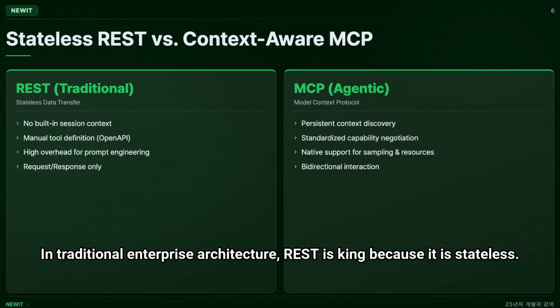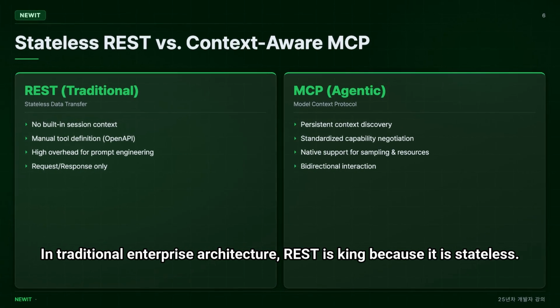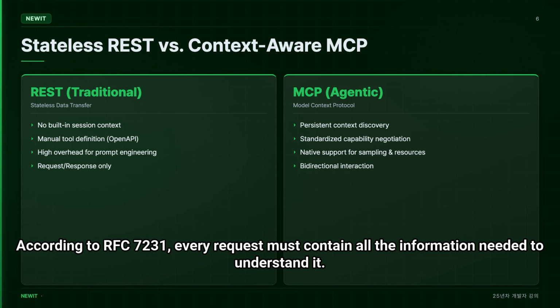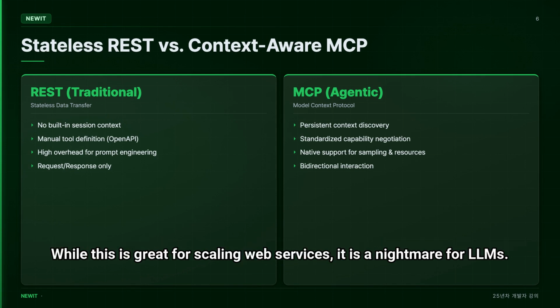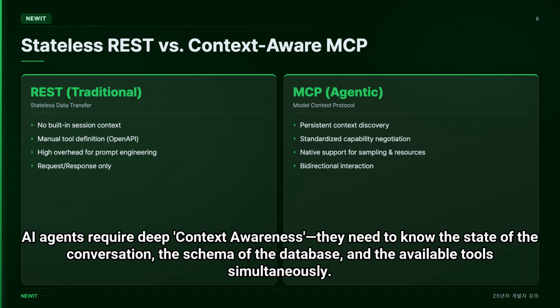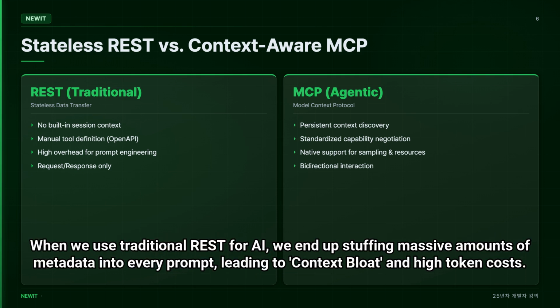In traditional enterprise architecture, REST is king because it is stateless. According to RFC 7231, every request must contain all the information needed to understand it. While this is great for scaling web services, it is a nightmare for LLMs. AI agents require deep context awareness. They need to know the state of the conversation, the schema of the database, and the available tools simultaneously.